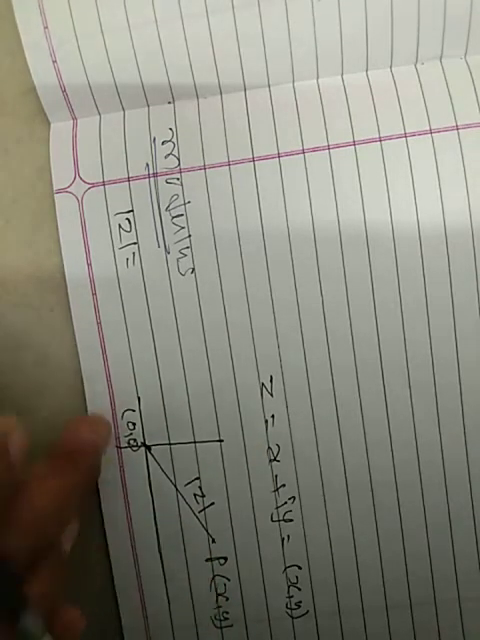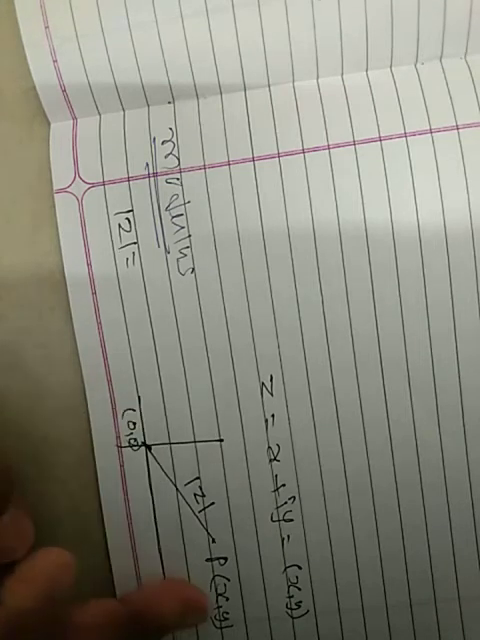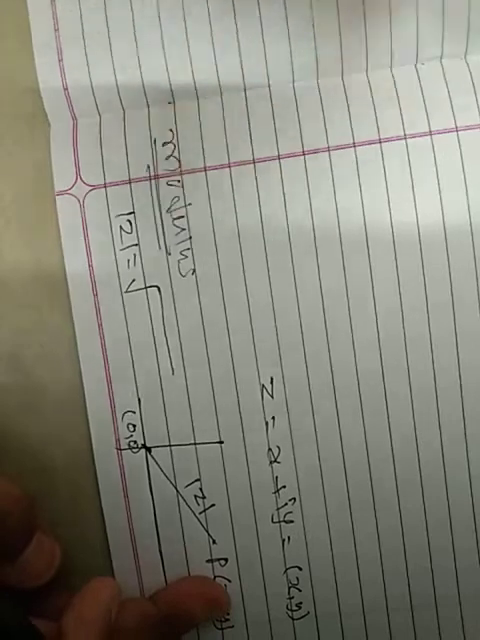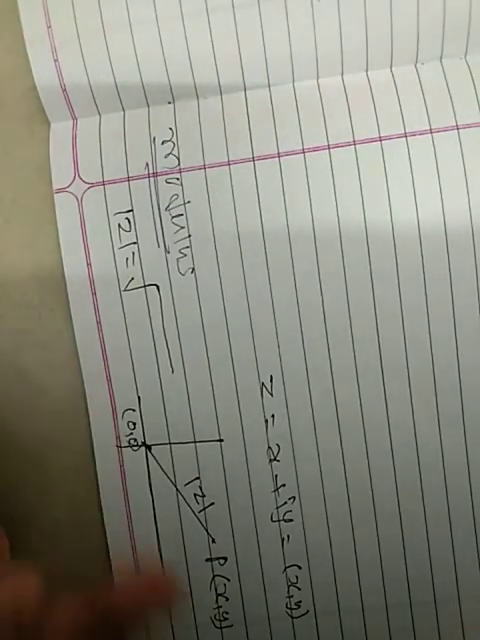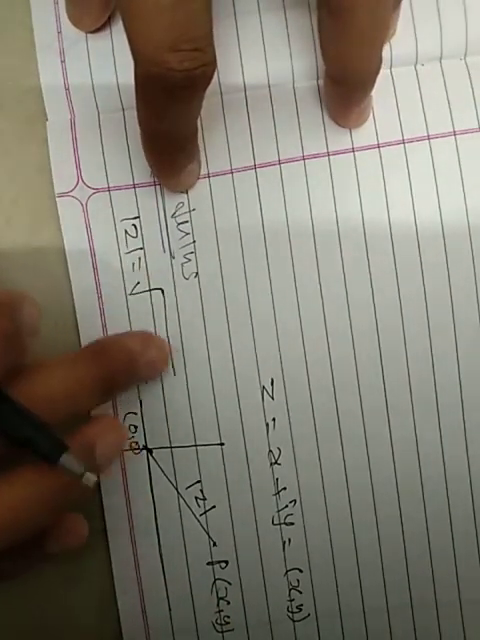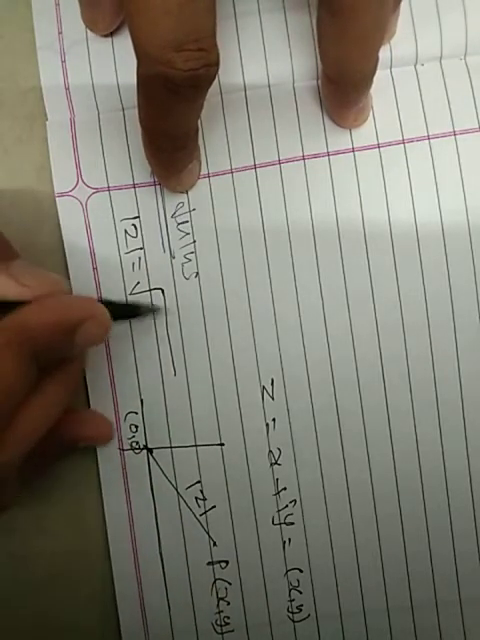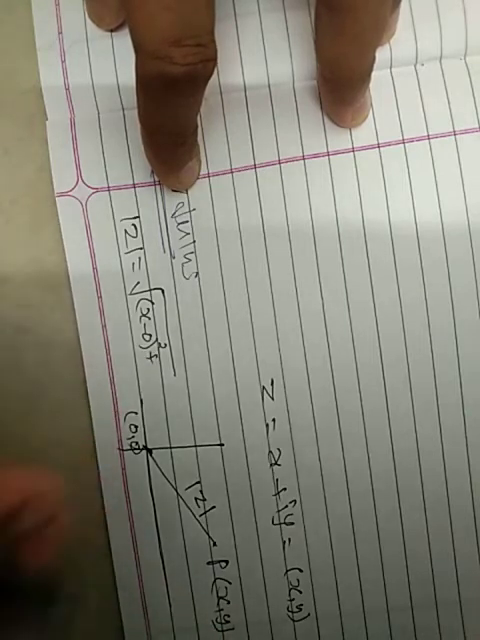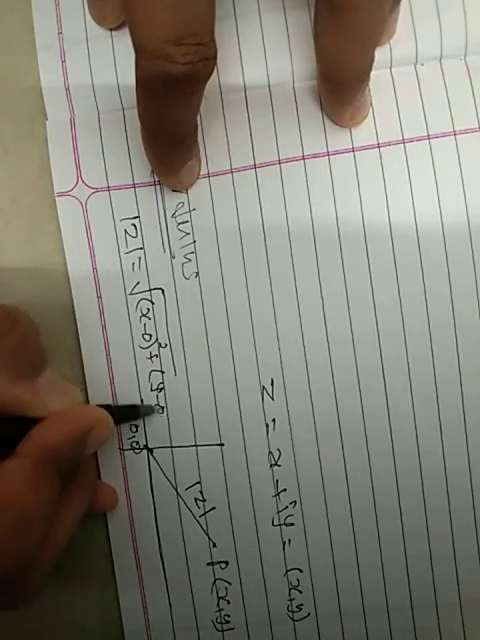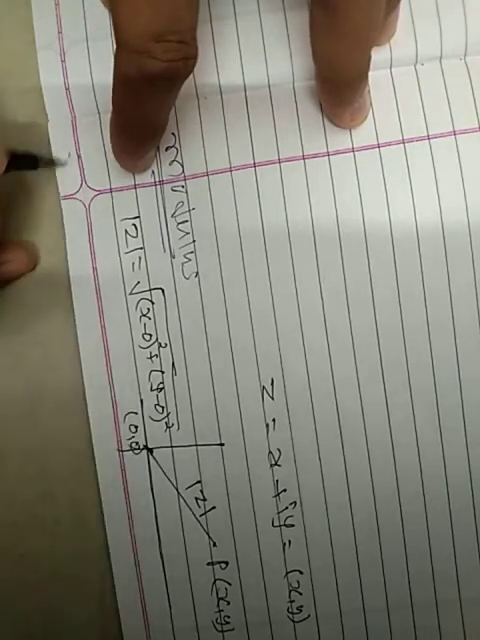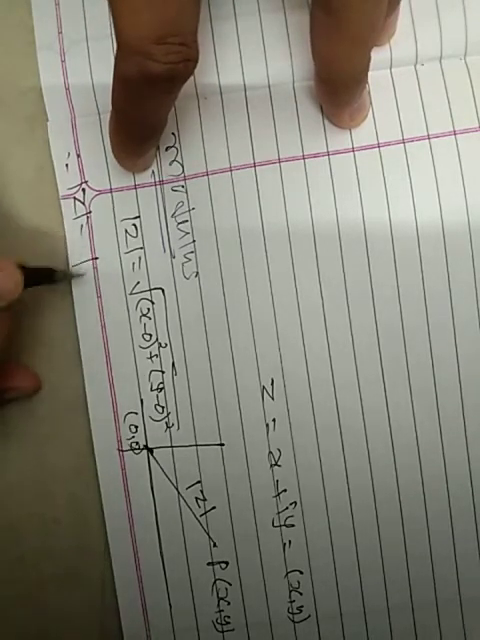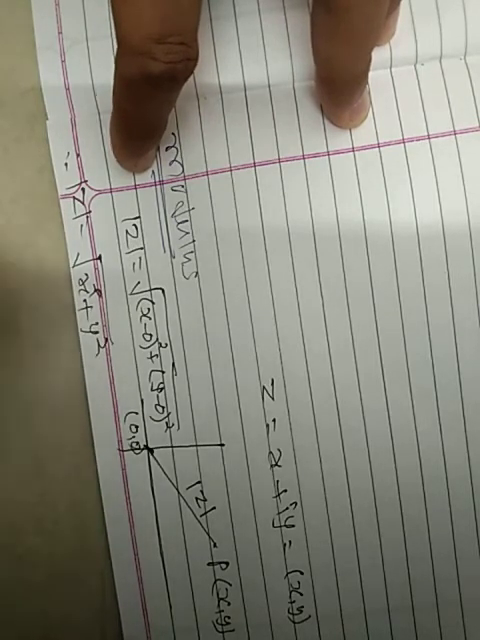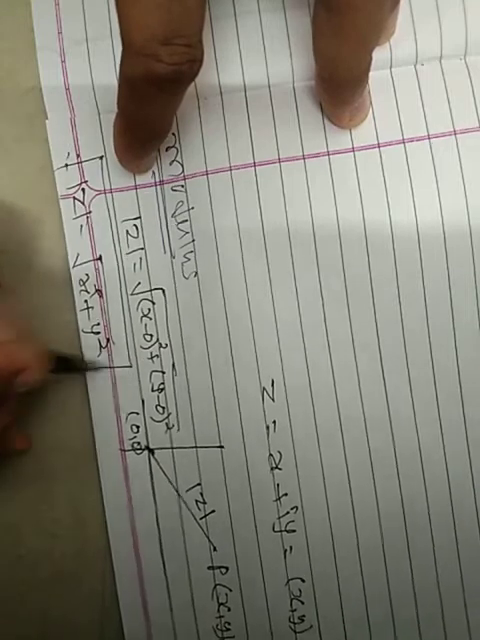Okay, therefore x minus 0. By standard 10 coordinate geometry, the distance between two distinct points is the square root of the difference between x coordinates squared plus the difference between y coordinates squared. Therefore x minus 0 square and y minus 0 square. That's why mod z equal to x minus 0 square is x square and y minus 0 square is y square. This is the formula of modulus.